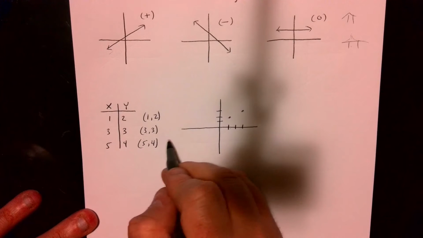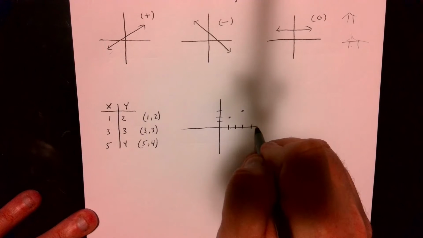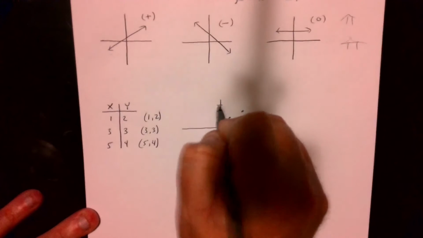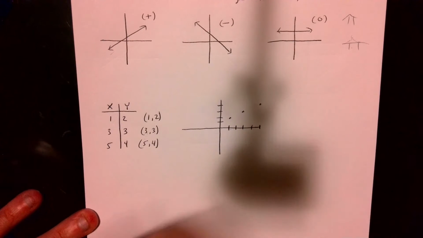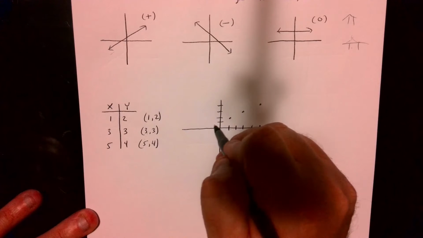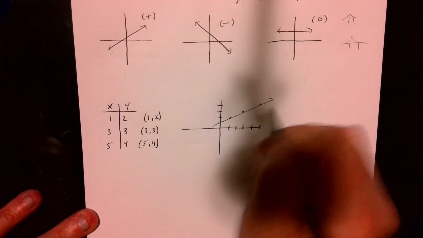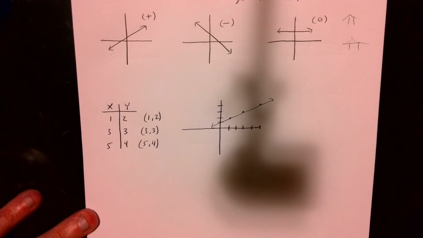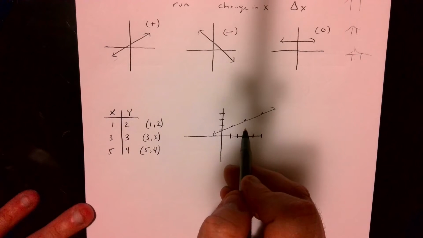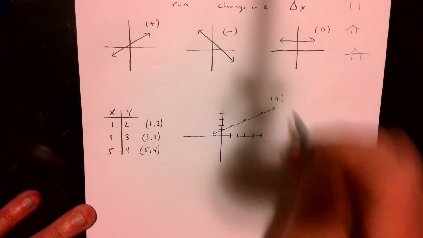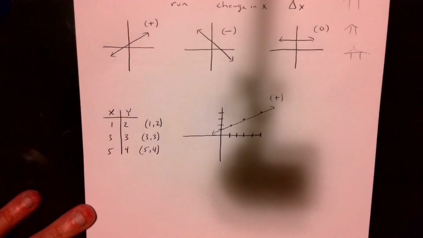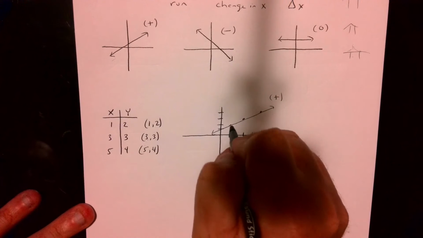My third ordered pair is at 5, 4. So right 5 on x, up to 4, and there's my last point. And if I send a line through these, my graph should look something like this. I notice it is going up, so when I get done, I better have a positive slope. Okay?